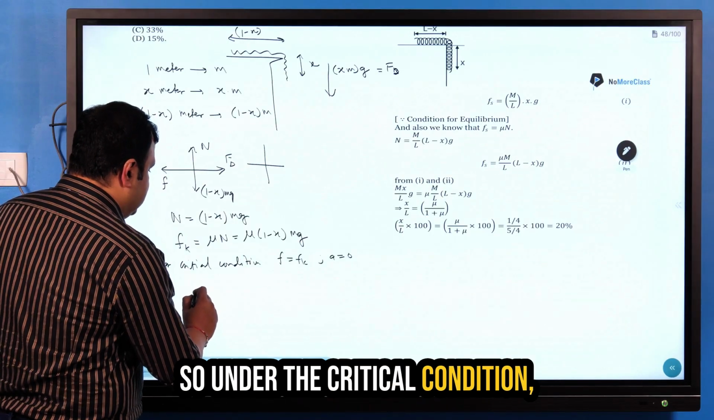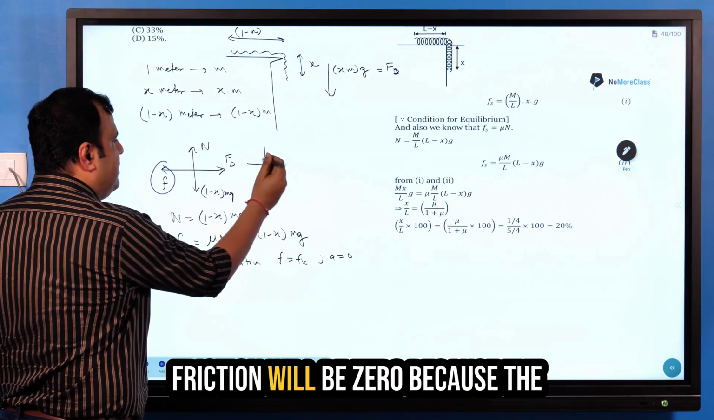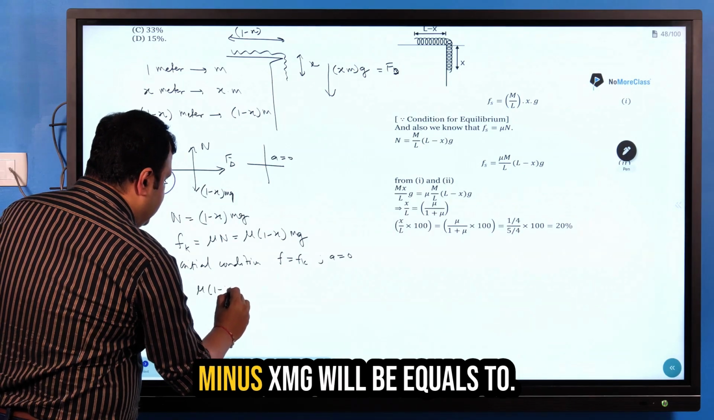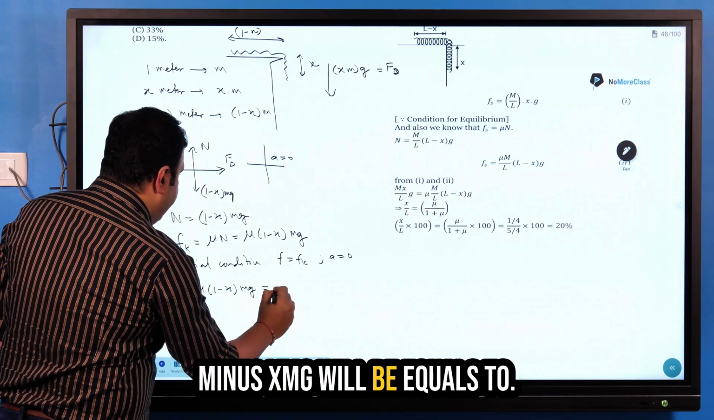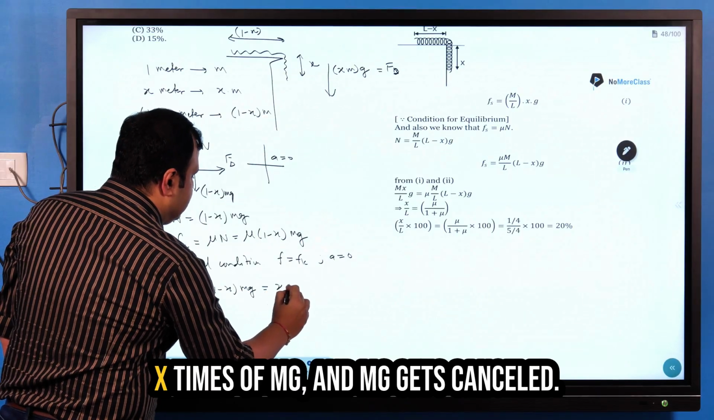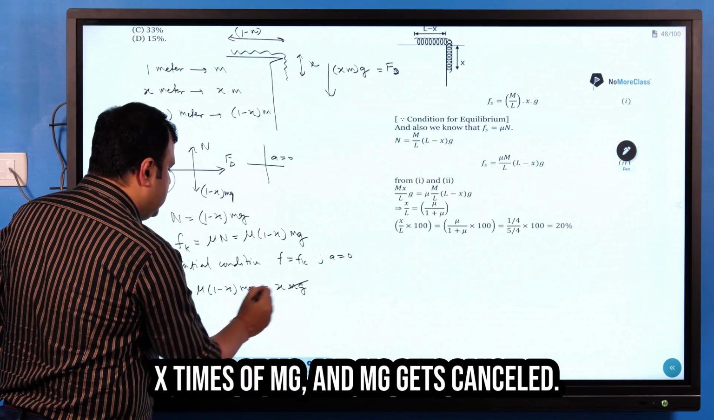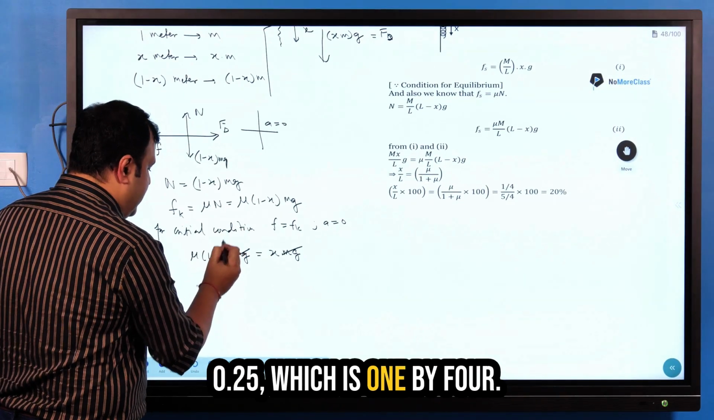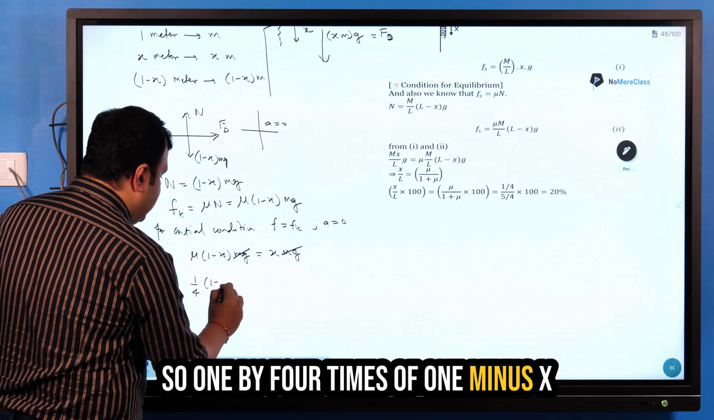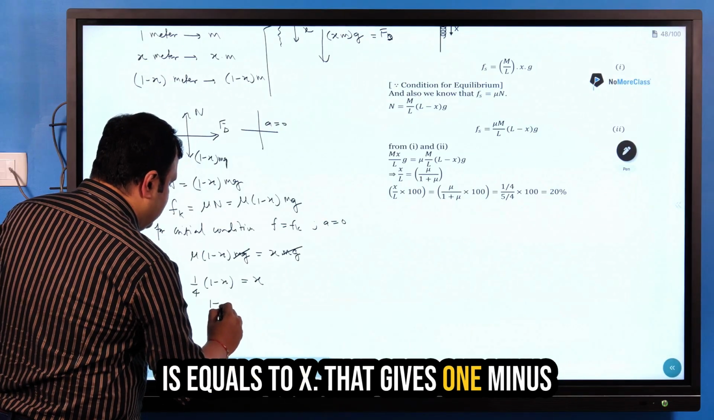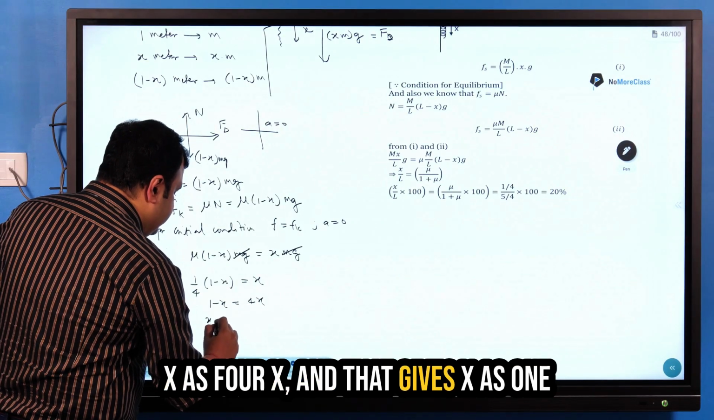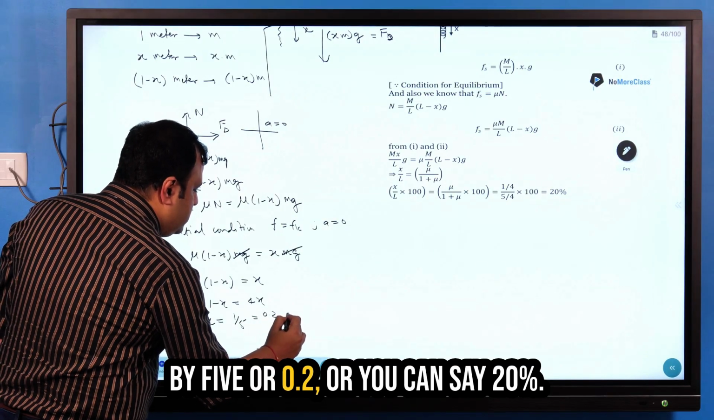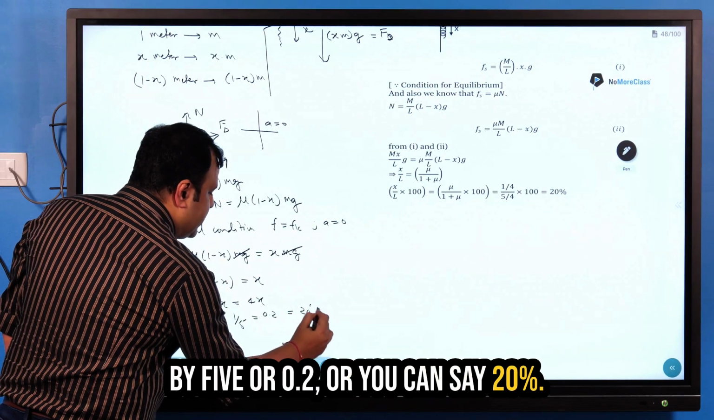So under the critical condition, the driving force and the friction are equal because the body is not supposed to move. Meaning mu times 1 minus x mg will be equal to x times mg, and mg gets cancelled. The value of mu is given as 0.25, which is 1 by 4. So 1 by 4 times 1 minus x is equal to x. That gives 1 minus x equals 4x, and that gives x as 1 by 5, or 0.2, or you can say 20%.